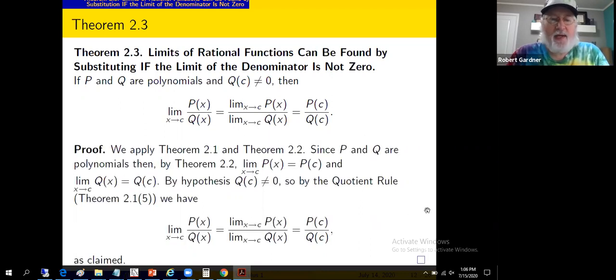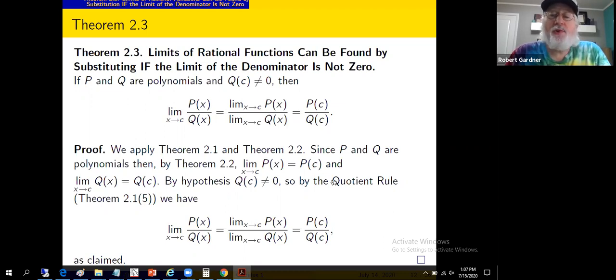Okay, the proof of this one is actually super quick because we know how polynomials behave. We know for polynomial p of x, the limit as x approaches c of p of x equals p of c. You can evaluate that limit by substitution, because that's what the previous result showed. You can also evaluate the limit as x approaches c of q of x by substitution, because q of x is a polynomial, same reason. Also, we know that q of c is not 0. The limit of that denominator is not 0. That was part of the necessary hypotheses.